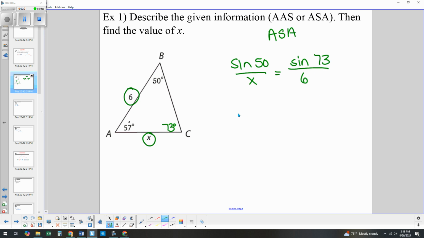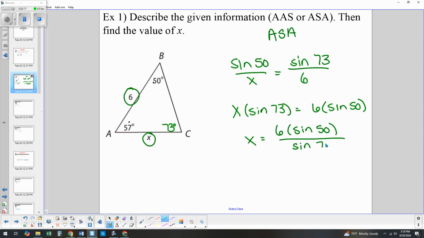We're going to cross multiply this. x times sine of 73 equals 6 times sine of 50. Then I'm going to divide both sides by the sine of 73. I can plug this into my calculator. I'm going to do 6 times sine of 50, hit enter, and then divide by sine of 73. And I get 4.81.